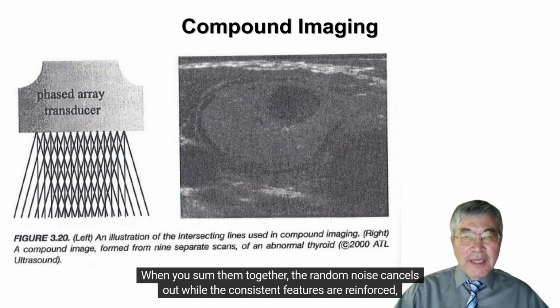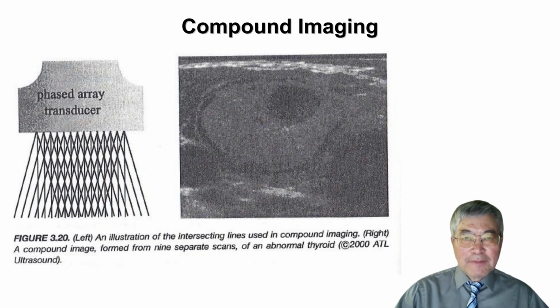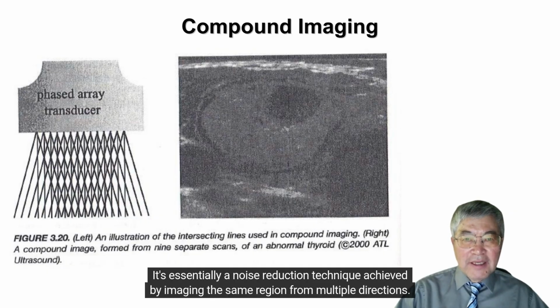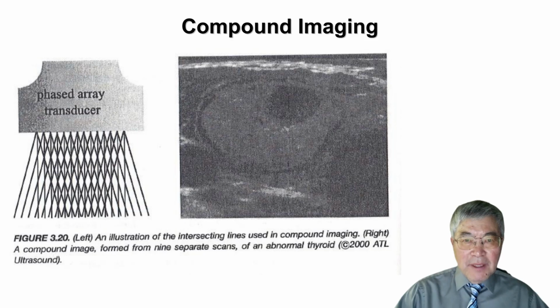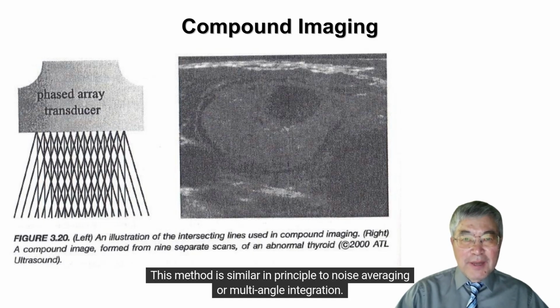When you sum them together, the random noise cancels out while the consistent features are reinforced, giving you a much smoother, clearer image with reduced artifacts. So this is what we call compound imaging. It's essentially a noise reduction technique achieved by imaging the same region from multiple directions. The figure here shows how the image looks smoother, with far fewer speckles compared to a single acquisition. This method is similar in principle to noise averaging or multi-angle integration.